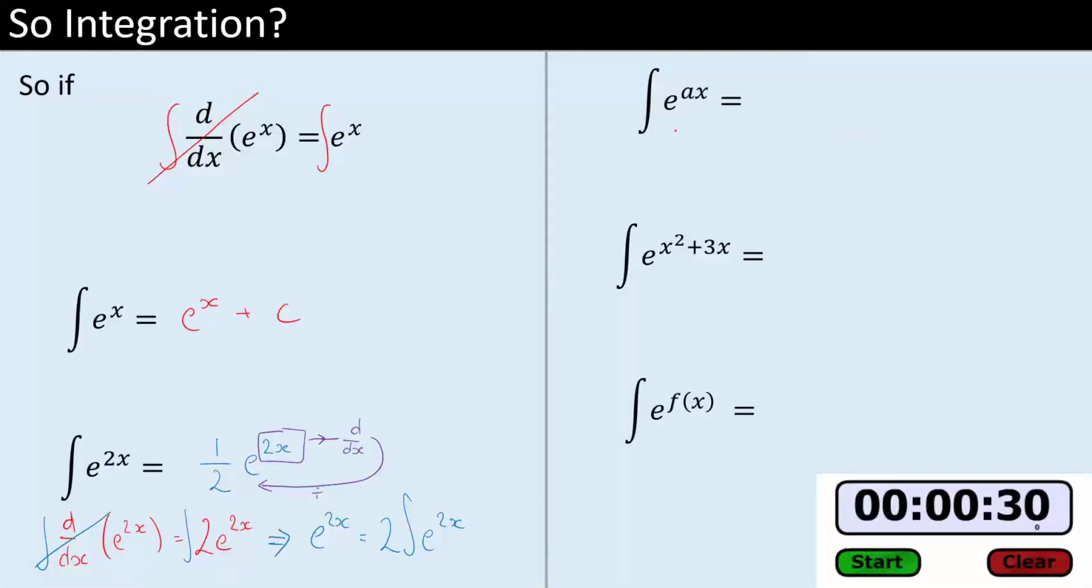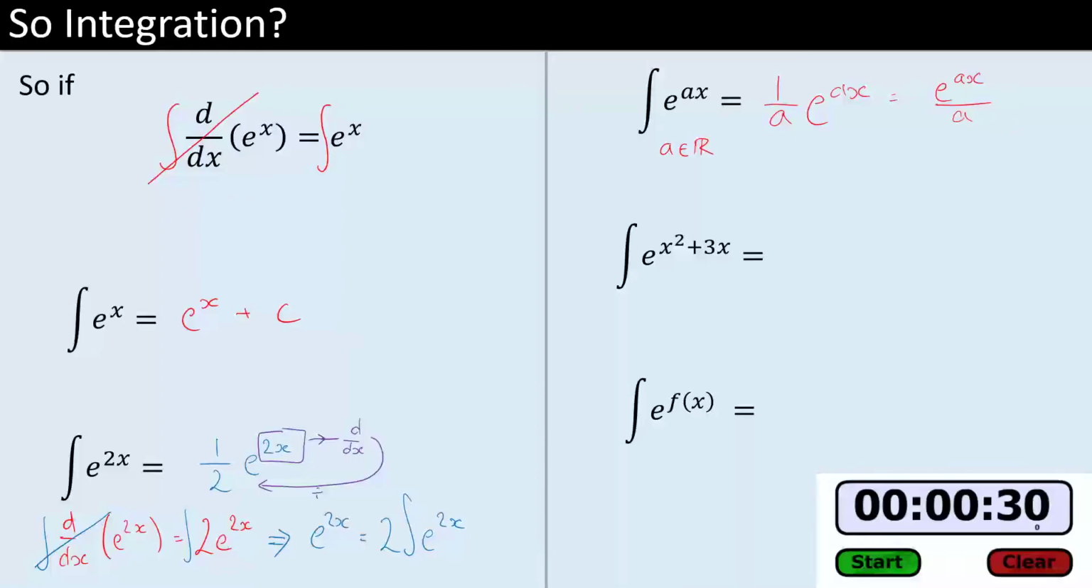The integral of e to the ax, where a is, let's just say, a real number, just a normal number. Following the pattern that we've got here, should be 1/a e to the ax. Or you could write that as e to the ax over a. There we go.